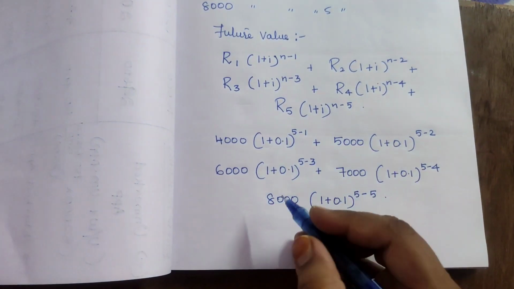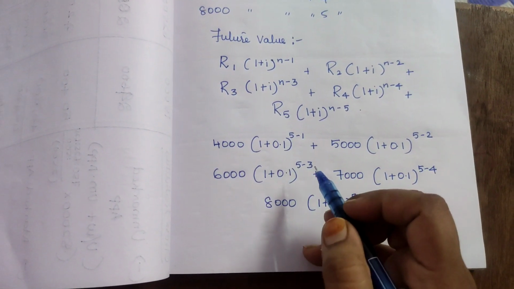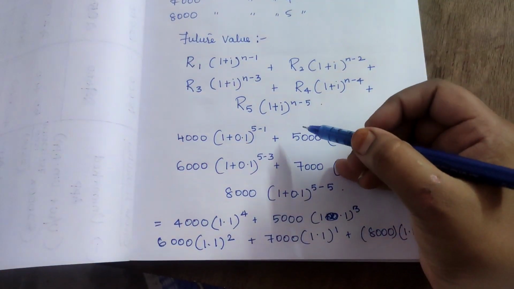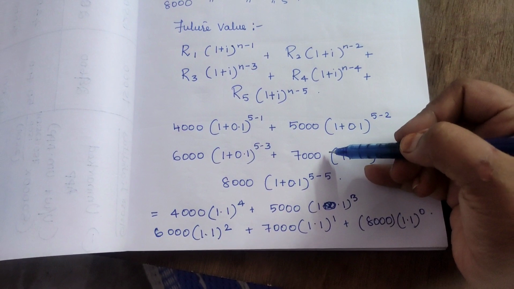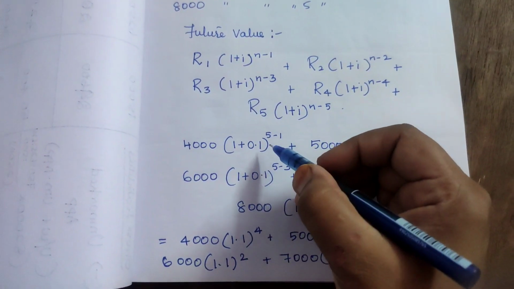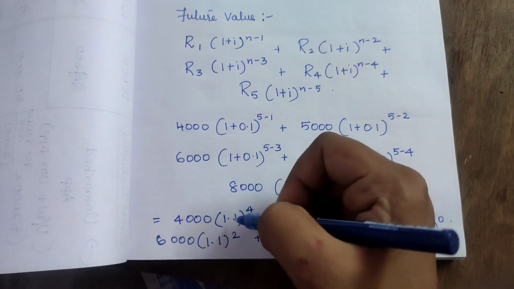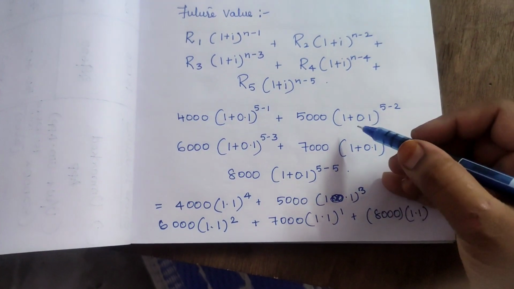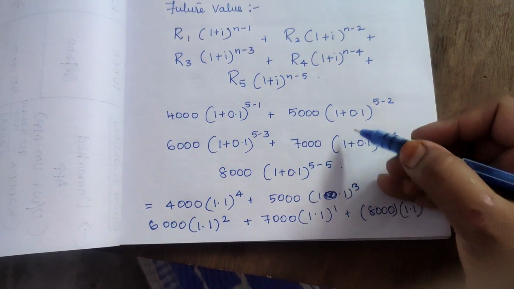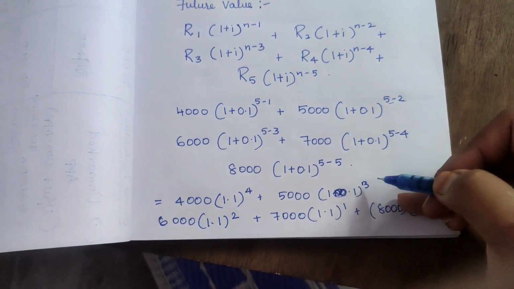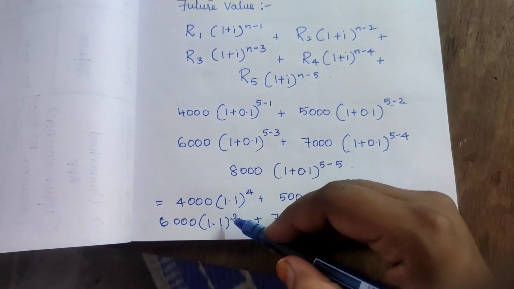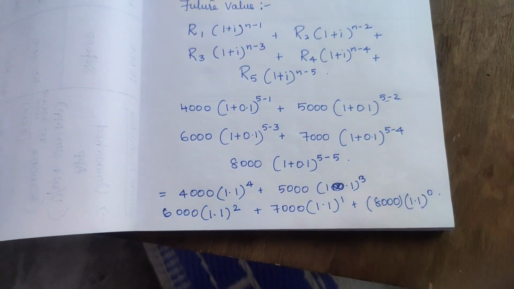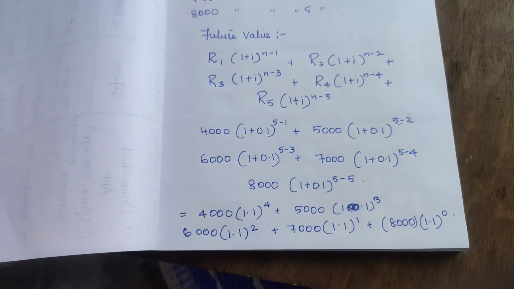Okay, now what we are going to do: 1 plus 0.1 is 1.1, and 5 minus 1 is 4. Similarly, we are going to work out all the values: 1.1 to the power 3, 1.1 to the power 2, 1.1 to the power 1, and 1.1 to the power 0.